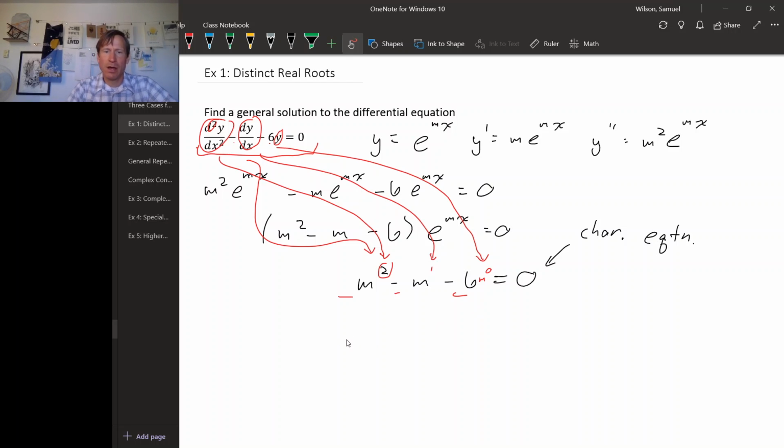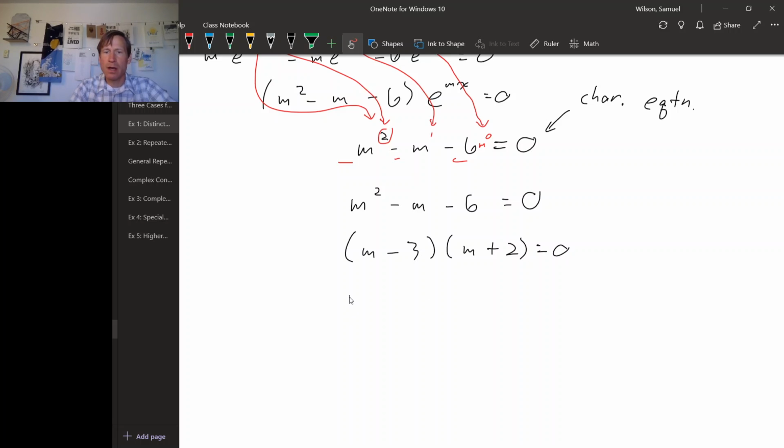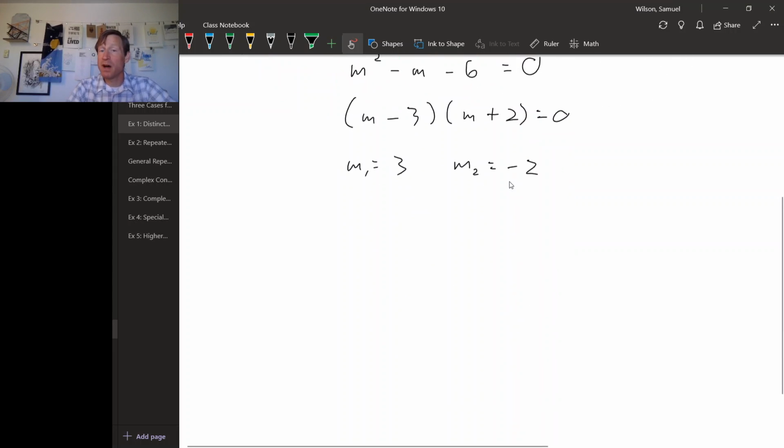Okay, so our characteristic equation again was m squared minus m minus 6 equals 0. We need to solve this for m. We could use the quadratic formula, but this one happens to factor. This is m minus 3 times m plus 2 equals 0. And so one possibility for m is plus 3, and the other possibility for m is minus 2. And remember, each possibility for m gives us a solution to the differential equation.